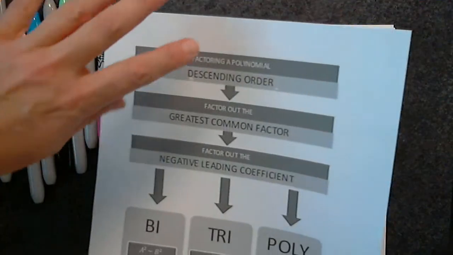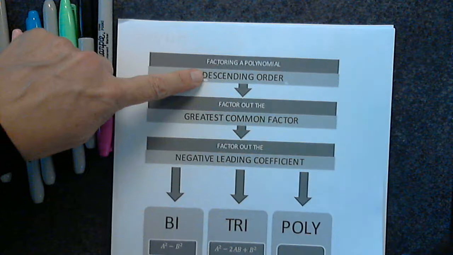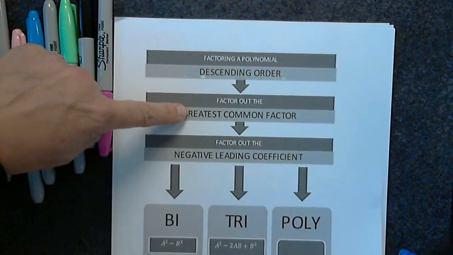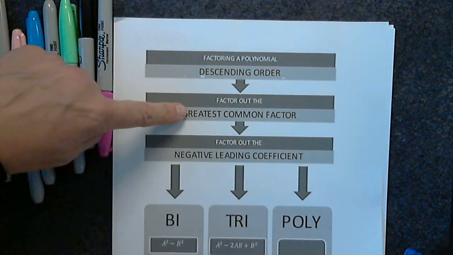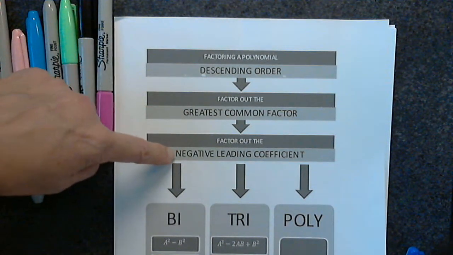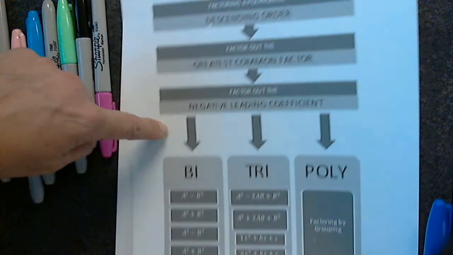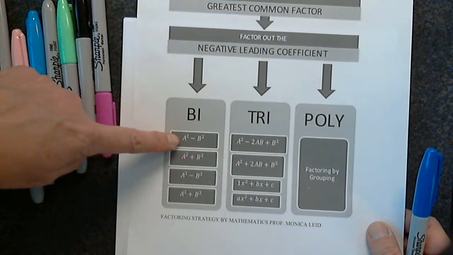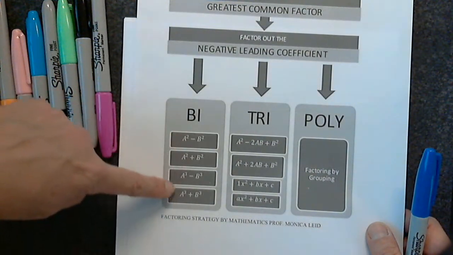Remember the strategy for binomials. If we are asked to factor a binomial, we will make sure that it's in descending order. If both terms have a common factor, we pull those out, one or more. If it has a negative leading coefficient, we pull it out. And then we have several options here.